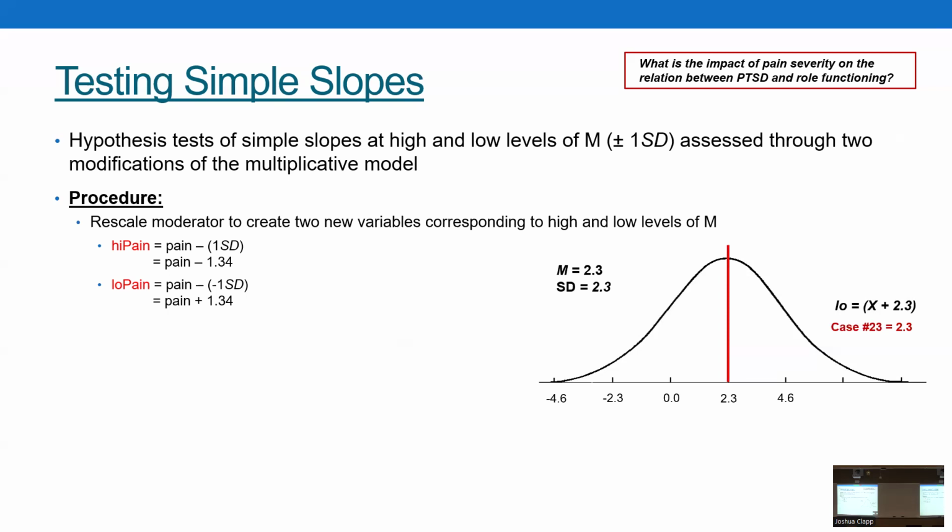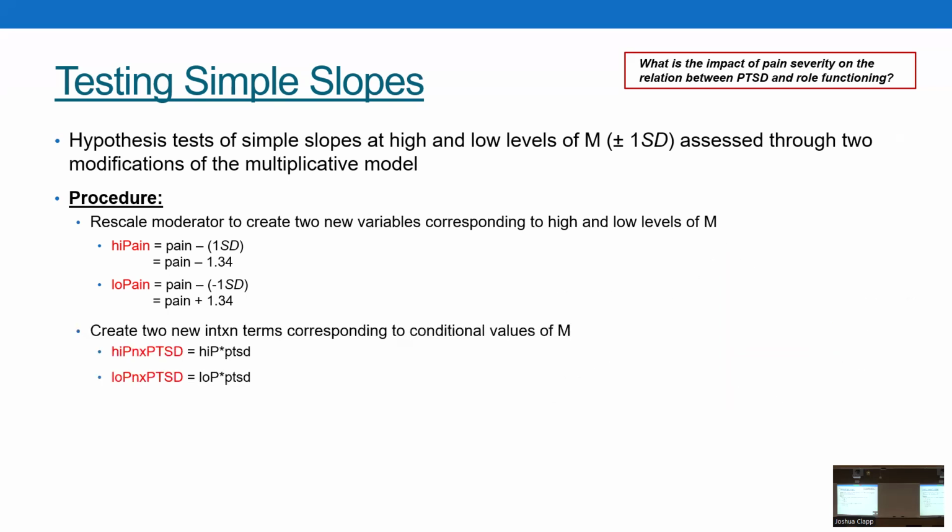Okay. So now we've got two new variables in our set. One where 0 represents a standard deviation above the mean of my moderator, and a second variable where 0 represents a standard deviation below the moderator. Then I'm going to create two new interaction terms corresponding to these conditional values of my moderator. I'm going to create an interaction term called high pain times PTSD, my high pain variable times PTSD. Then I'm going to have a low pain times PTSD, my low pain rescaled variable multiplied by PTSD.